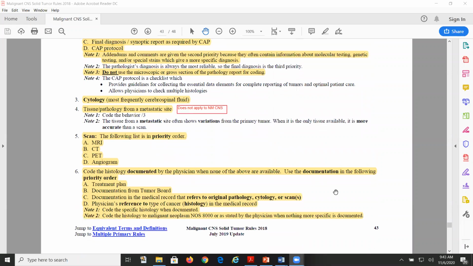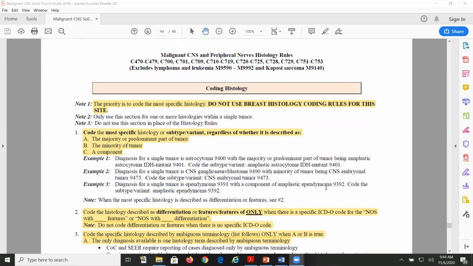In priority order, first the treatment plan, then the tumor board documentation, then documentation in the medical record that refers to the original pathology, cytology, or scans, and then lastly, the physician's reference to the type of histology in the medical record.